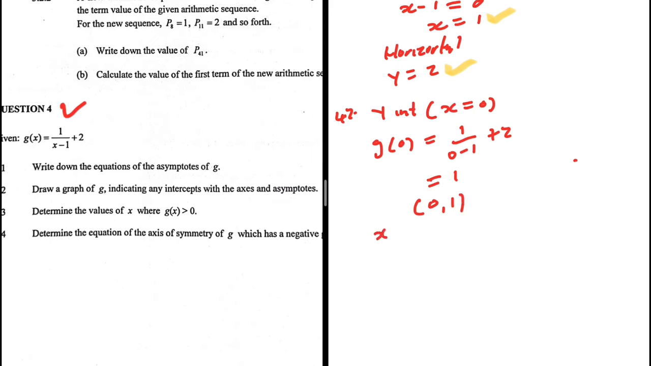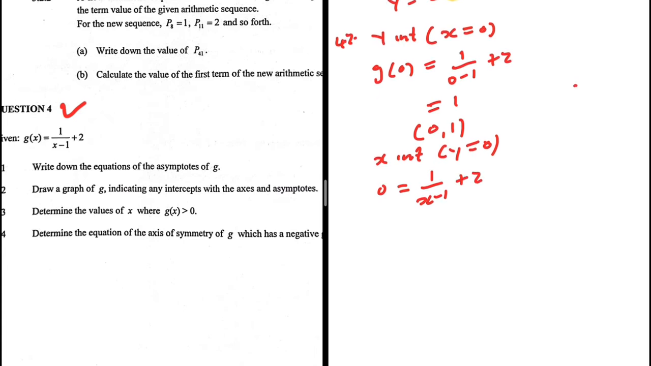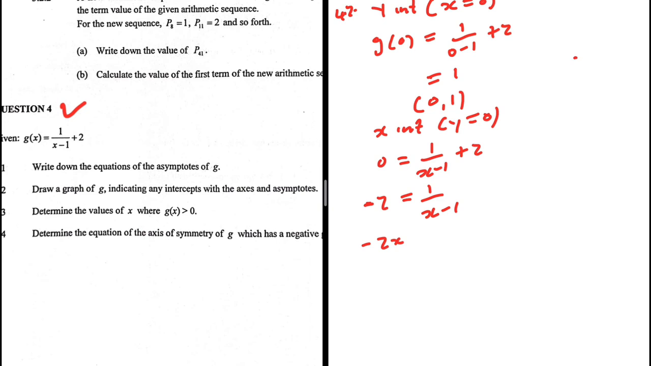Okay, let's move to the x-intercept, where now y is equal to 0. So we get 0 is equal to 1 divided by x minus 1 plus 2. We take 2 to the left hand side, minus 2 is equal to 1 divided by x minus 1. If we cross multiply, we're going to get minus 2x plus 2 is equal to 1.